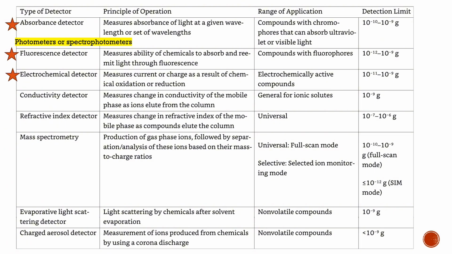Electrochemical detector, the refractive index detector, and mass spectrometry. I highlighted these because these are the most common and mostly used kinds of detectors. And see, the detection limit is different from one to another. So if you need a lower limit of detection, you will use a much more advanced detector.